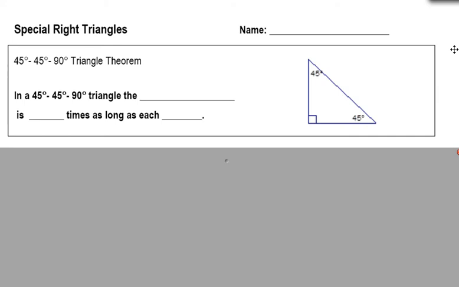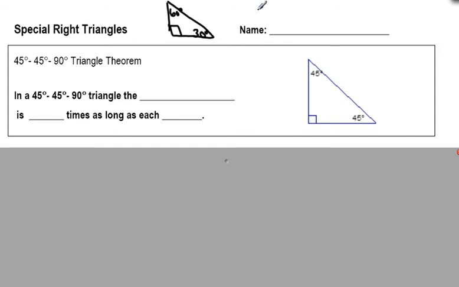Special right triangles. There are two types of special right triangles. There's what's called a 45-45-90 right triangle, and then there's also a 30-60-90, and that just means that you have a right angle with one angle 30 degrees, another angle 60 degrees. Special right triangles are called special because you only need to have one given side in order to find all the other sides.